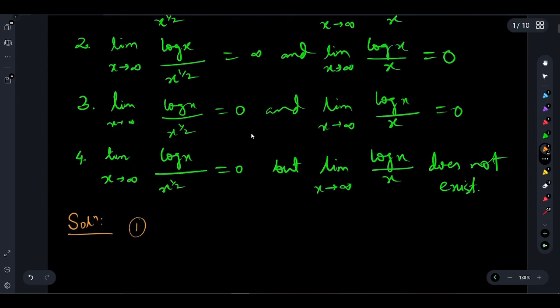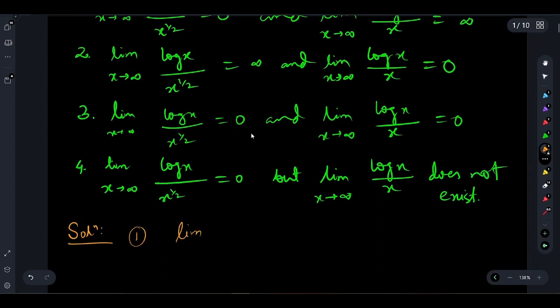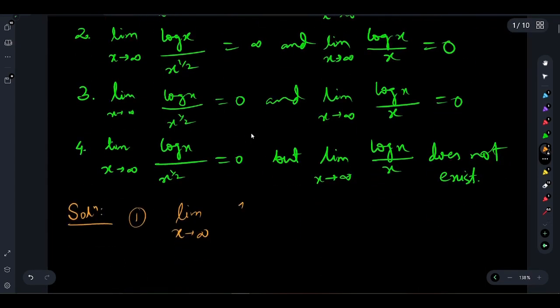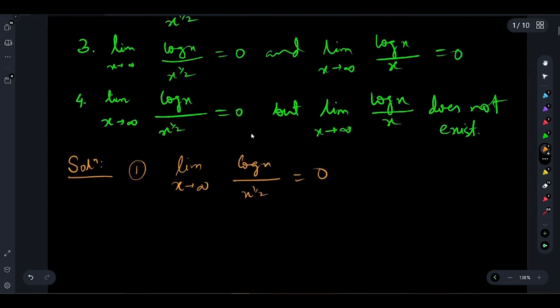Option 1, in two parts. First part is limit x tends to infinity log x by x to the power 1 by 2 equals to 0. Let's check whether this statement is true or not. So if we evaluate log x at x equals to infinity and x to the power 1 by 2 at x equals to infinity, we can check that this is infinity by infinity form.